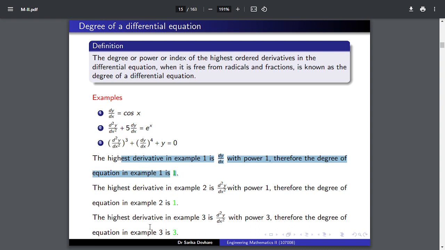Now the highest derivative in this third example is d2y by dx square, and look at its power. Its power is 3, and therefore the degree of this differential equation is 3. So this is the basic difference between order and degree. Degree means take the power of the highest order derivative.